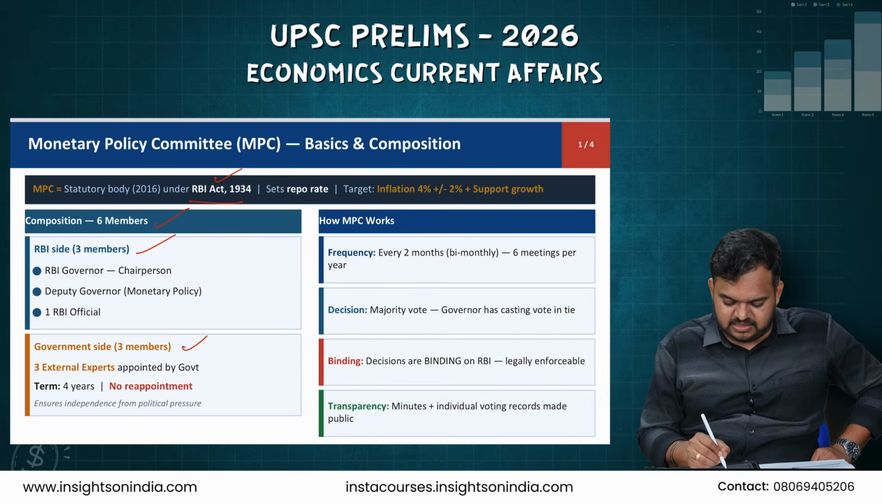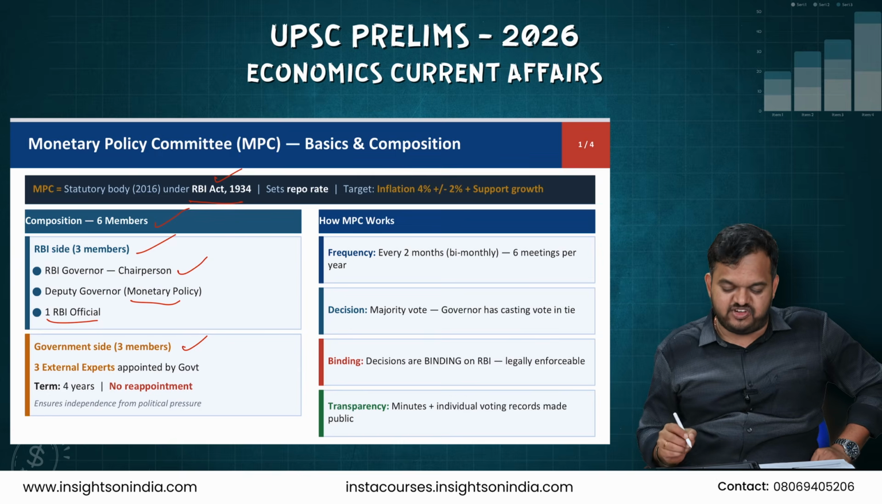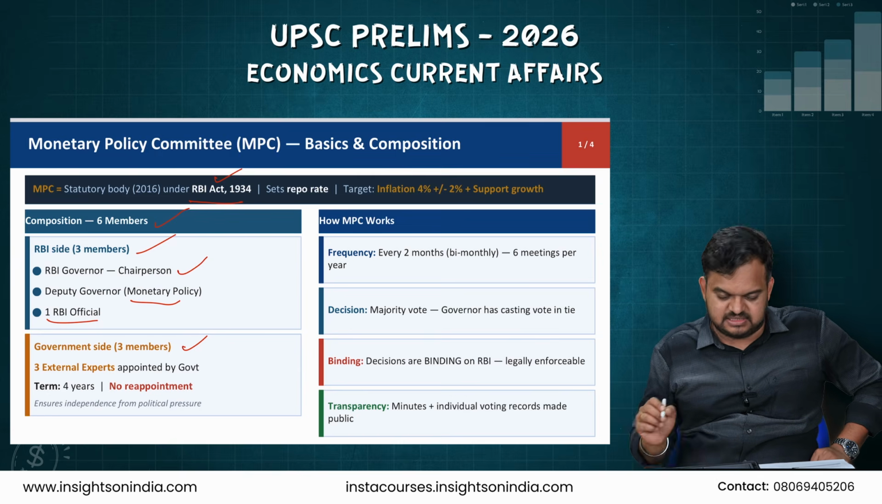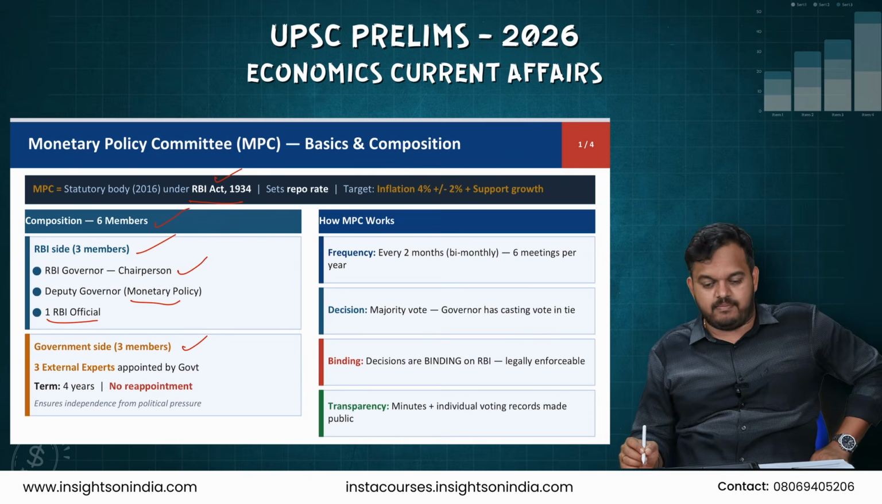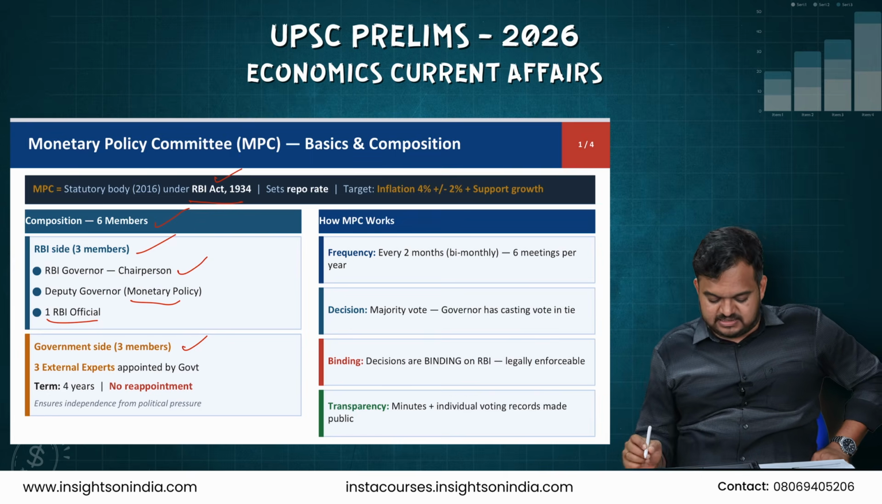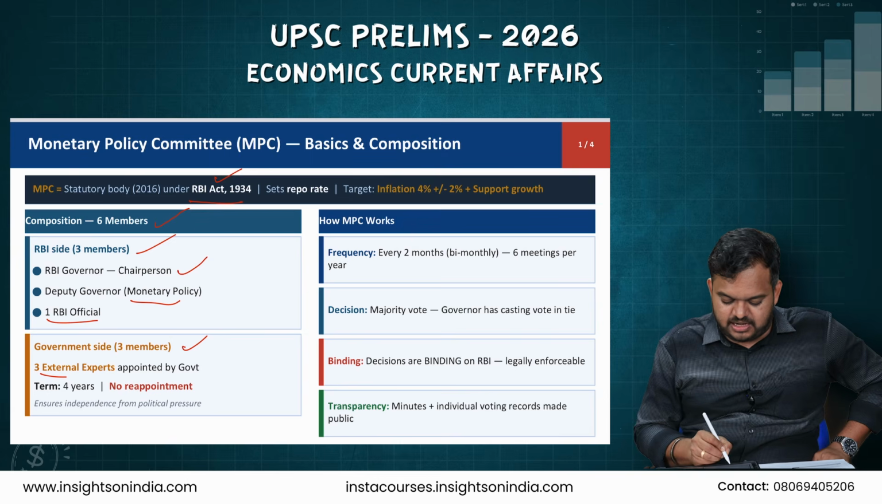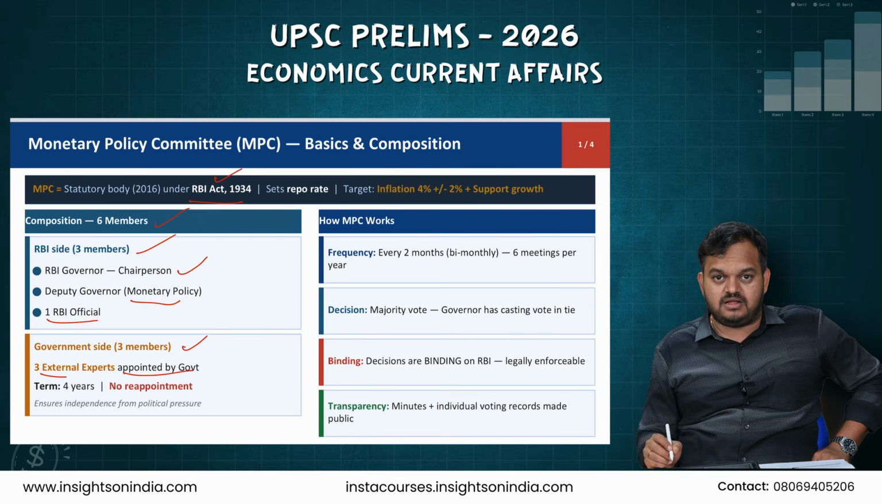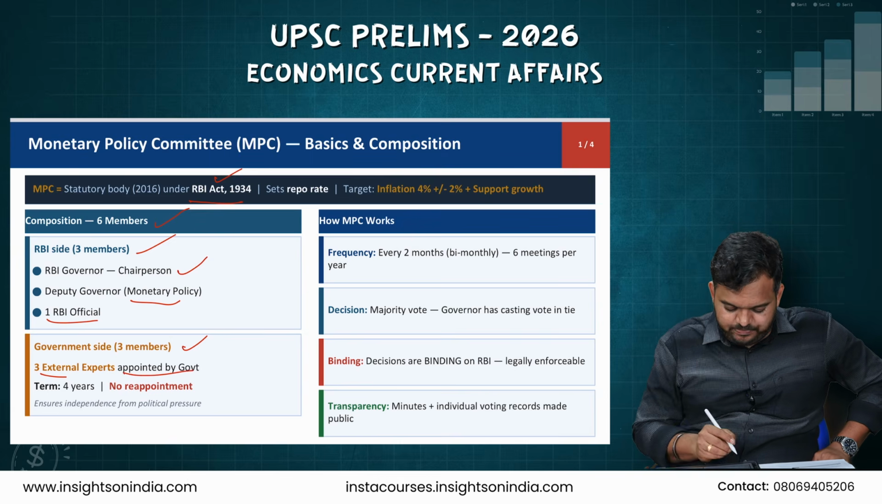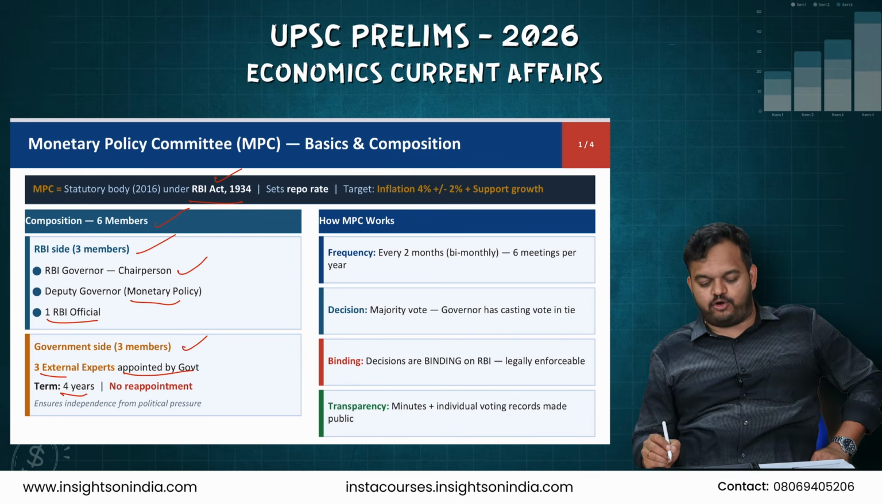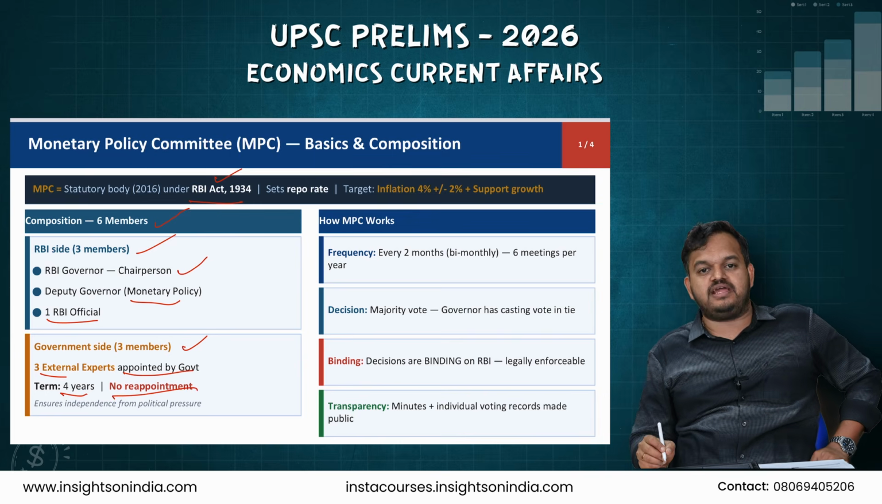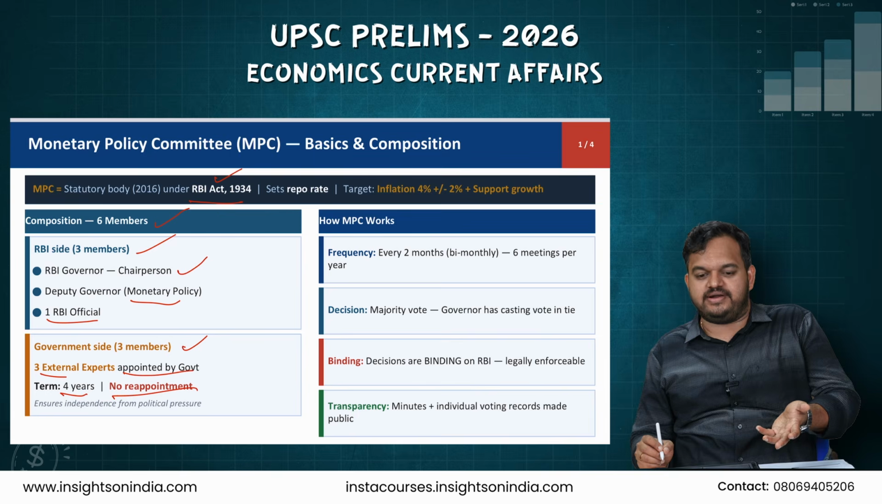Among these, the RBI governor is the chairperson, plus the deputy governor of monetary policy and one RBI official. Again, they don't ask who is this and all, what is the designation of the member and all. You just know that the RBI governor is the chairman. And government side 3 members, 3 external experts appointed by the government. There are other details also about them. Term is only 4 years. There is no reappointment. They cannot be appointed again.